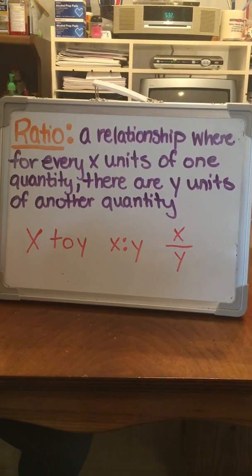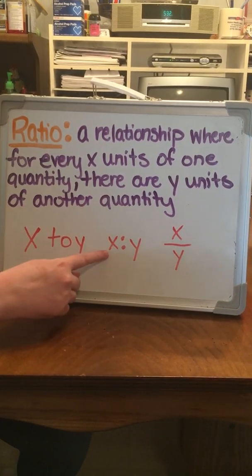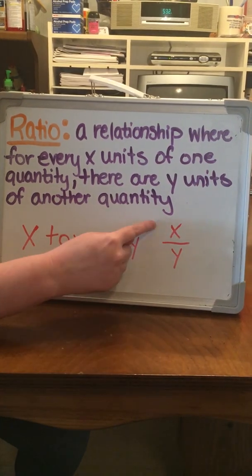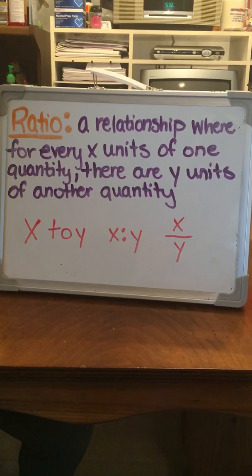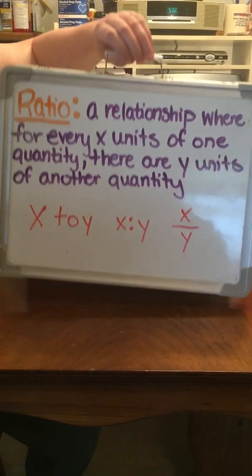So there's 3 different ways we can write it. We can write it X to Y. We can write it X with this colon and then a Y, or we can write it as a fraction, X over Y. And I'm actually going to do an example problem with you where you can see how different ratios play out in a scenario.